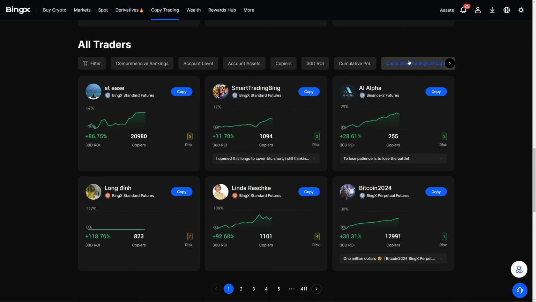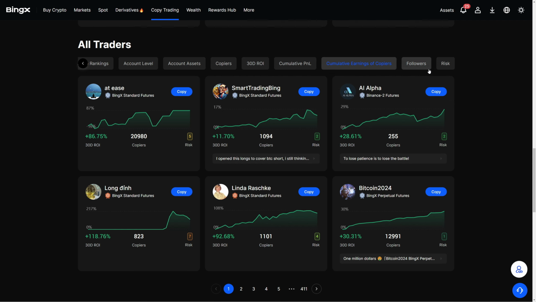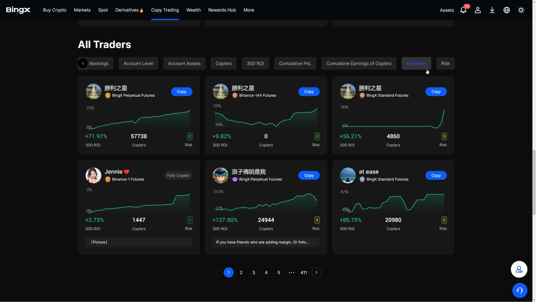Then we can also see a very important statistic, cumulative earnings of the copiers, right? So this is what the people copying the guys actually made. Now you can also see this Bitcoin 2024 guy again, which also was at the very top. So we will keep an eye on this. Maybe we will copy this guy in this guide. Then we also have followers, which are not the copiers, these are the people that only follow the profile on BingX, which you can also do.